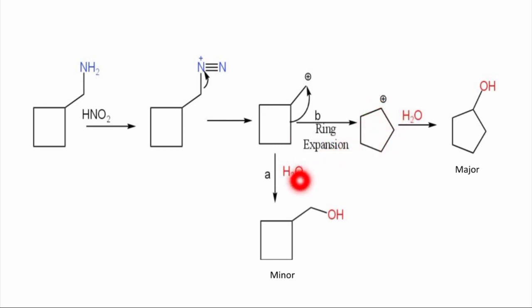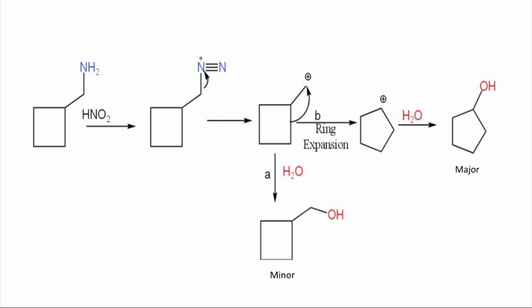Here you can see when we add water to the cyclopropane carbocation we get this as a minor product, and when we add water to the cyclopentane carbocation we get cyclopentanol as a major product.